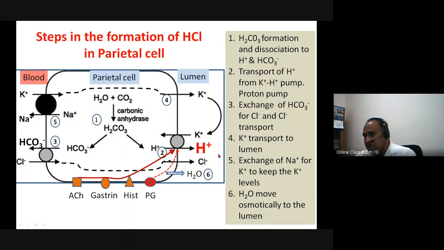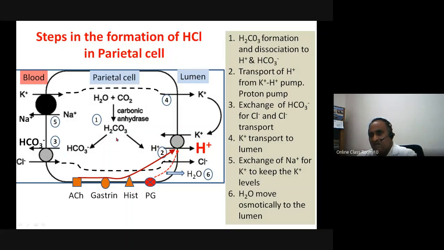Now the H ions are pumped into the lumen of the gastric gland, in exchange with potassium. This is the potassium hydrogen pump, or what is known as the proton pump. For every mole of H ion pumped out, an equimolar amount of potassium is pumped in. The hydrogen ions are exchanged for potassium ions, and the potassium ions are added to the potassium pool inside the parietal cells. That is the second step, the secretion of H ion by the proton pump.